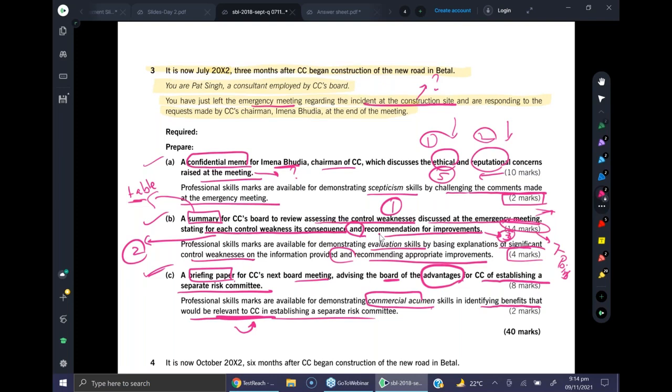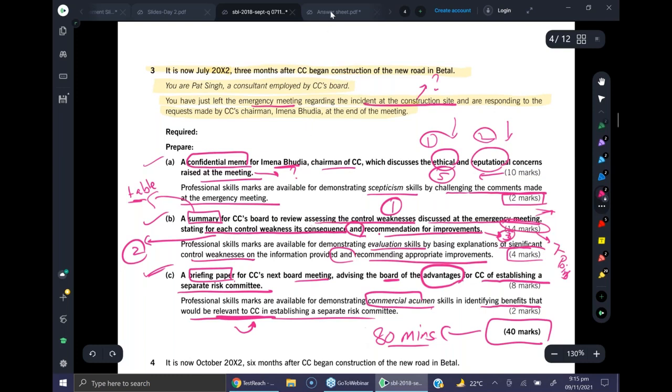Okay, 40 marks are available. So how much time do we have to complete this entire third requirement? 80 minutes, which is more than an hour. An hour and 20 minutes actually.